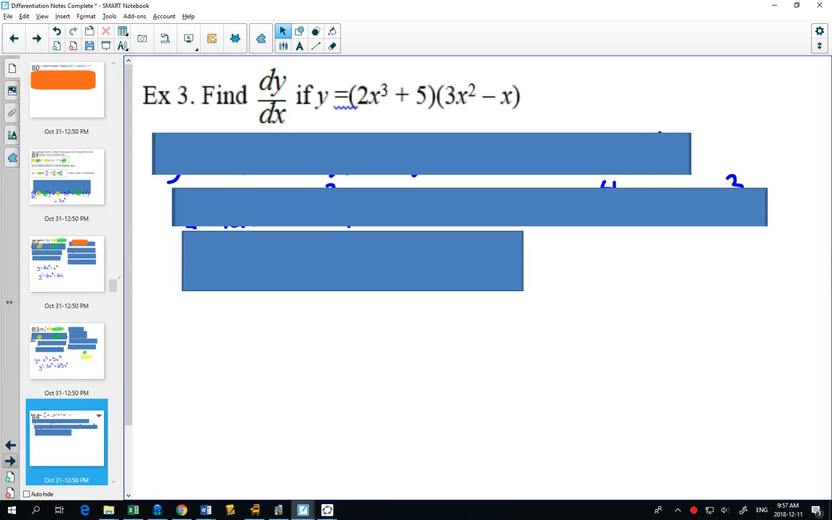However, sometimes there are things where I could FOIL this out, but now it's getting a little bit messy just to simplify. Maybe I want to use the product rule. So color coding things correctly: first function multiplied by second function.